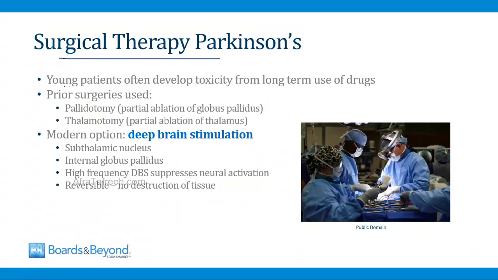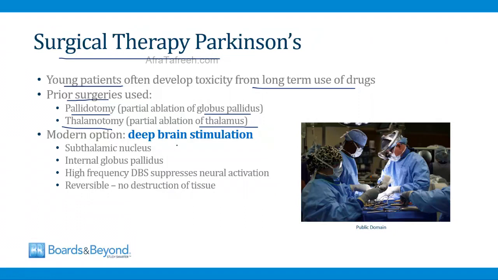There are some surgical therapies available for Parkinson's. These are often reserved for younger patients who want to avoid the long-term use of drugs over the course of their lives. The two surgeries that used to be done were a pallidotomy, which was a partial ablation of the globus pallidus, and a thalamotomy, which is a partial ablation of the thalamus. These structures are part of the basal ganglia, and they become overactive when dopamine is depleted in the central nervous system. So by partially ablating them, you would limit their activity, and that could improve symptoms.